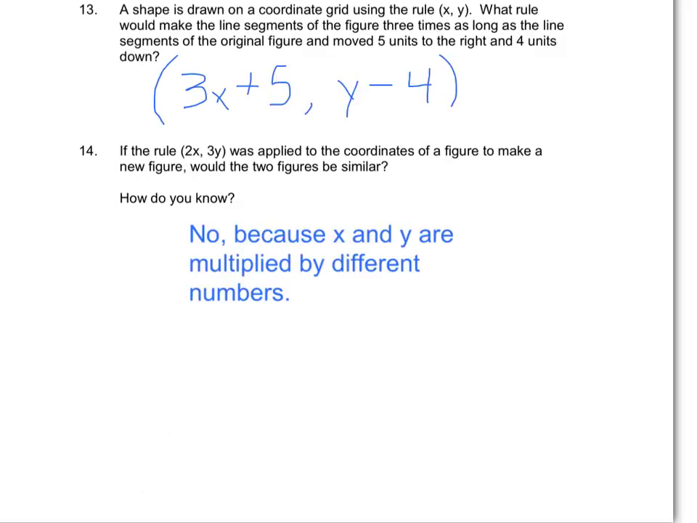Okay, number 14. If the rule (2x, 3y) was applied to the coordinates of a figure to make a new figure, would the two figures be similar? And the answer is no. No, they would not be similar. And how do I know this? Because x and y are multiplied by different numbers. X is multiplied by 2, y is multiplied by 3, so therefore the two figures would not be similar.